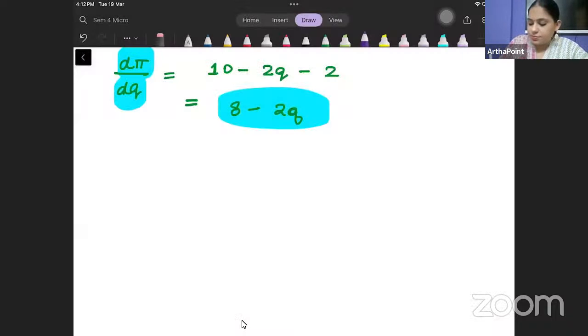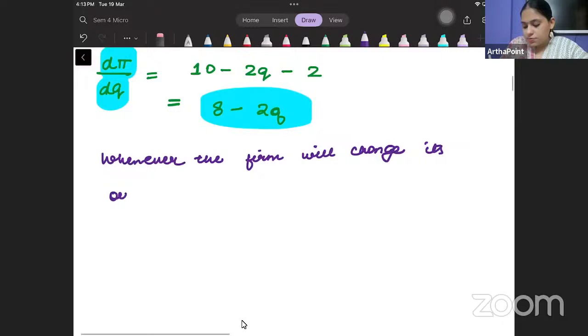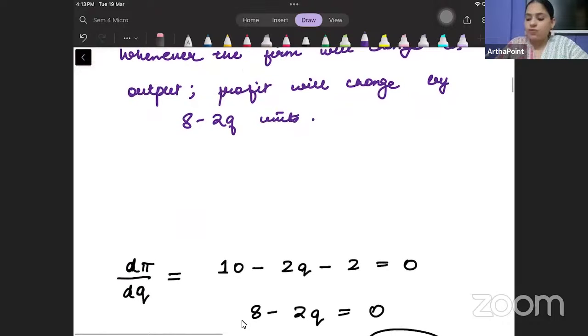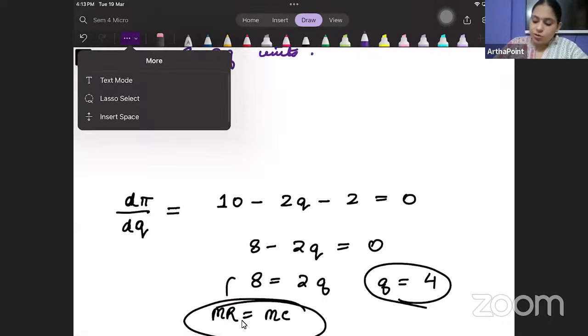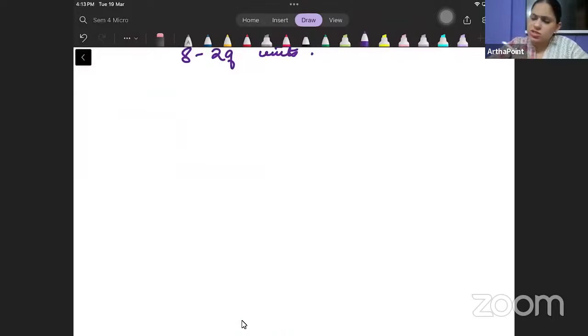Whenever the firm will change its output, profit will change by 8 minus 2Q units. इसलिए हमने इसको बोल दिया मार्जिनल प्रॉफिट ऑफ द फर्म. बेटा, अब एक क्वेश्चन इंपॉर्टेंट अराइज होता है, how to plot marginal profit of the firm. बहुत सिंपल है. So marginal profit of the firm is given as 8 minus 2Q ना.